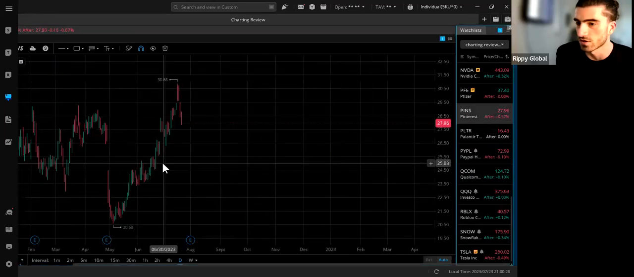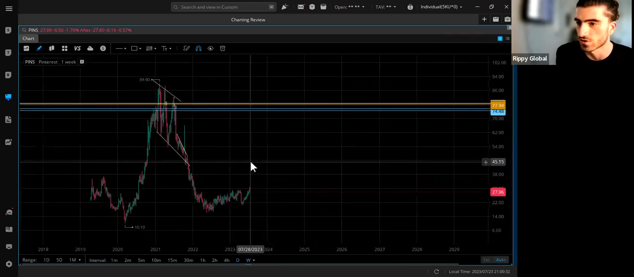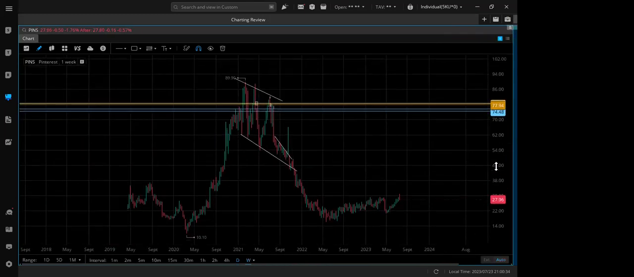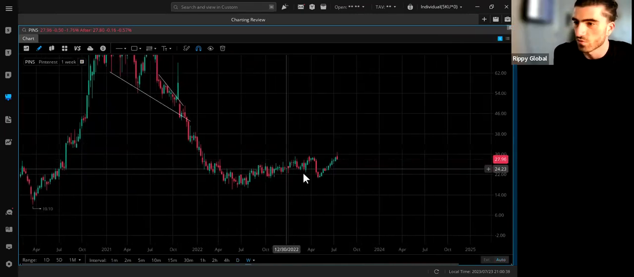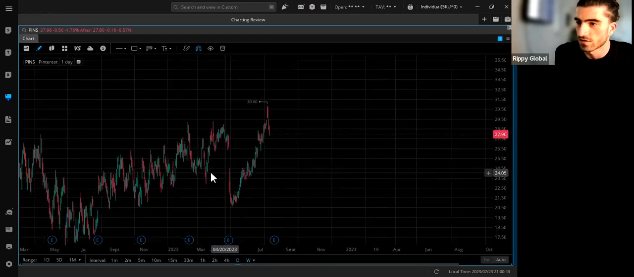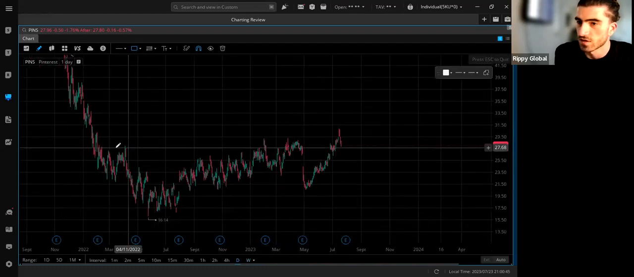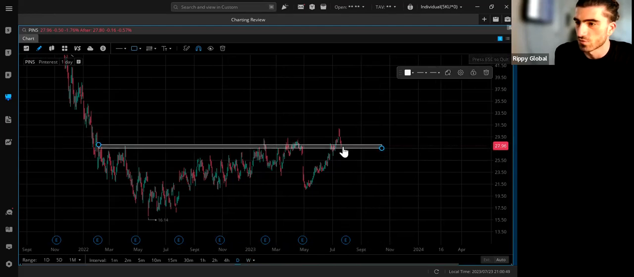So looking at Pinterest now, I'm going to go to the weekly just to show you guys the bigger picture on it. So Pinterest is trying to break out of this resistance zone we've had. Going down to the daily now. This zone historically was a rejection that we're now trying to pull back and hold as support.